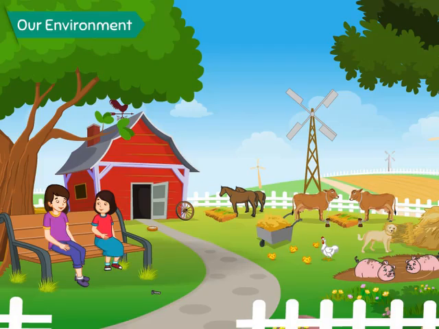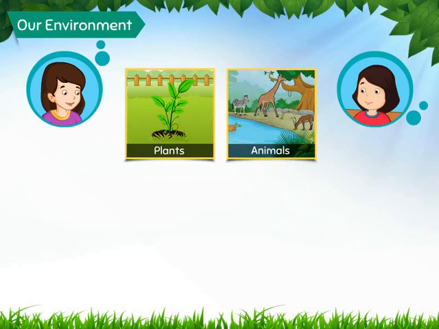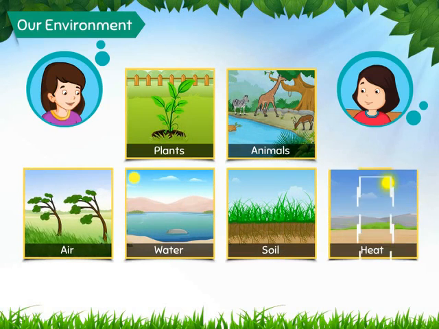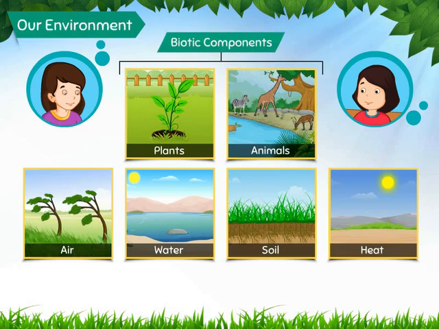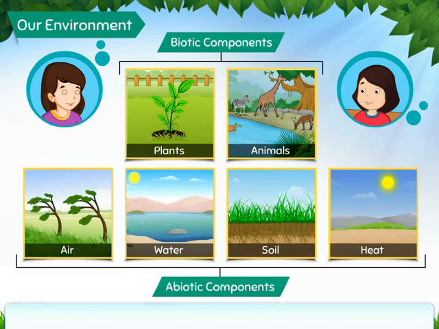Thus, our environment includes living things such as plants and animals, and non-living things such as air, water, soil, heat, and sunlight. The living components include plants, animals, and other living things. These are called the biotic components. Whereas the non-living components such as heat, air, water, and soil are called the abiotic components.